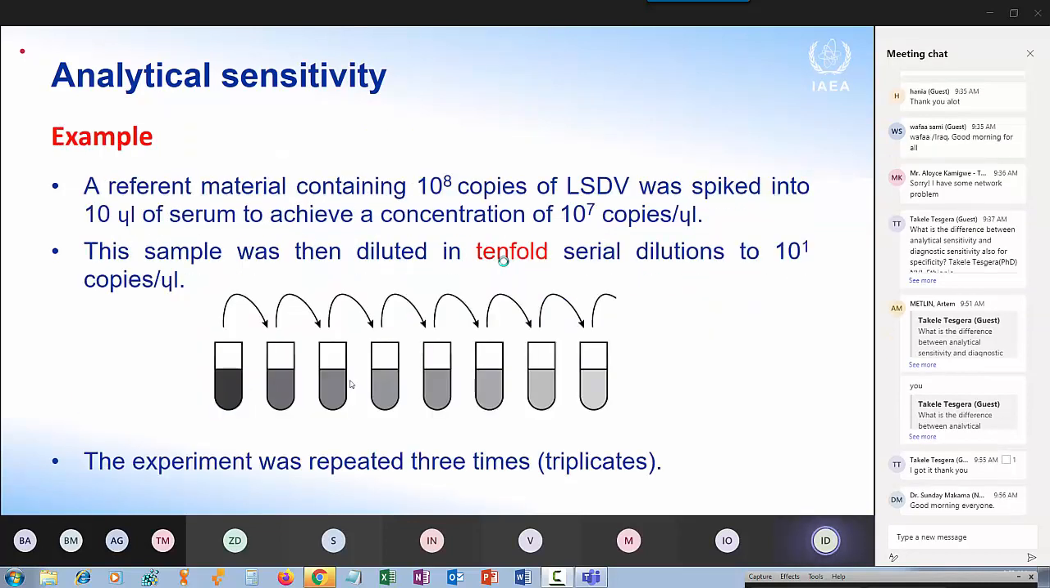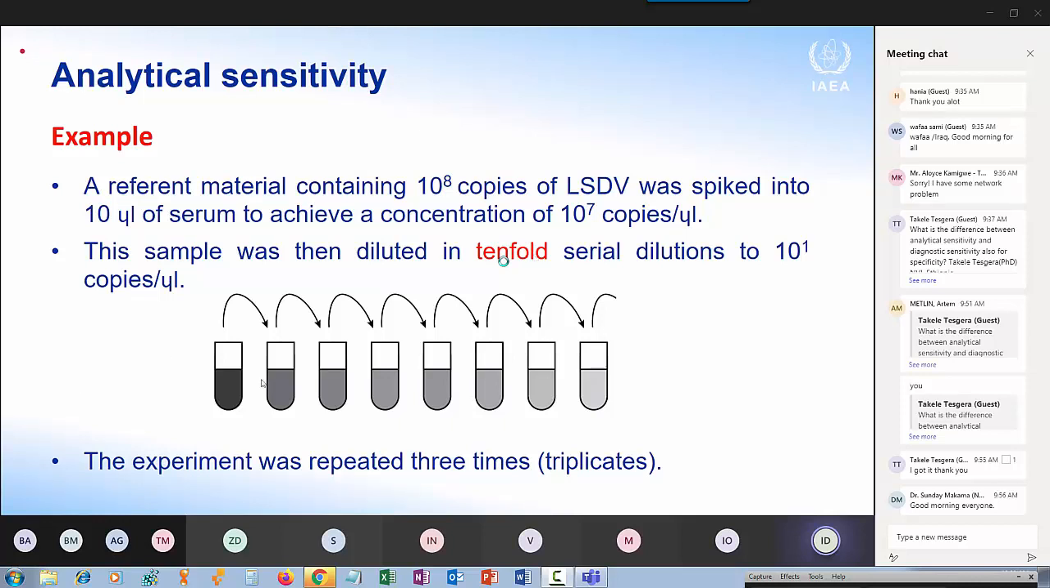So just to describe this, giving a practical example. For example, if we have a quantified sample material containing 10^8 copies of, for example, lumpy skin disease virus, and we spiked it into 10 microliters of serum, by doing this we will achieve a concentration of 10^7 copies per microliter. Then from this 10^7 copies sample, we perform a 10-fold dilution series until we reach the quantity of 10^1 copies per microliter.